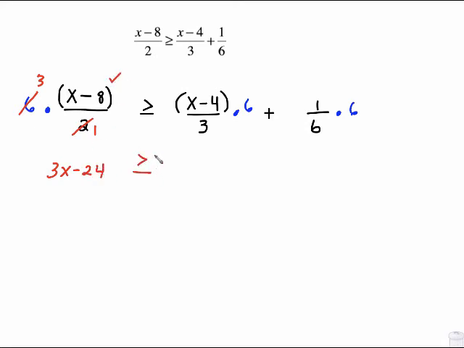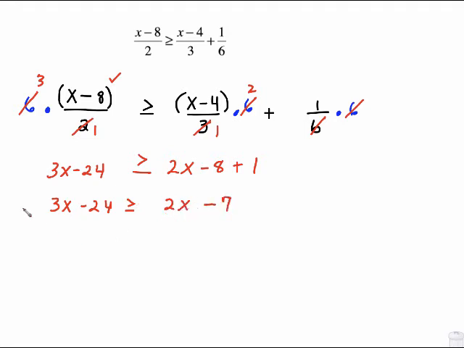Bring your inequality sign down. 3 goes into 3 once, 3 into 6 twice. Distribute 2x minus 8. And over here, the 6's cancel, plus 1. So we've gotten rid of the fraction pretty easily. The next thing is combining on each side. There's no combining we can do on the left side. But on the right side, I can put negative 8 plus 1 together to give me negative 7.